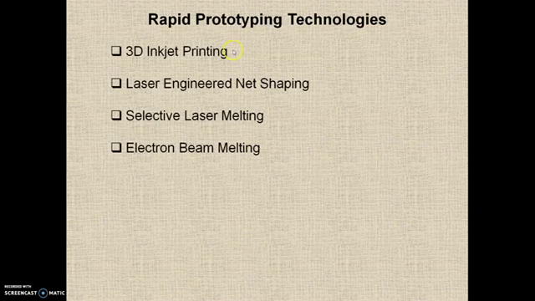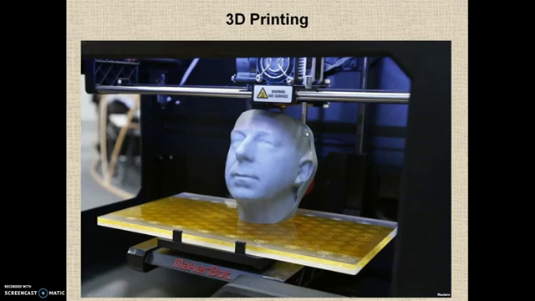So there are a lot of techniques. One is FDM, second is 3D inkjet printing, third one is laser engineered net shaping, fourth one is selective laser sintering, fifth one is electron beam melting, and a lot more. So there are many rapid prototype techniques which we are using right now in the recent age. This is a MakerBot, one of the leading manufacturers of 3D printers.